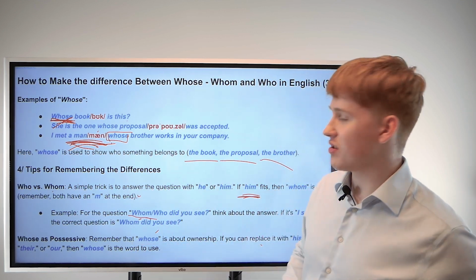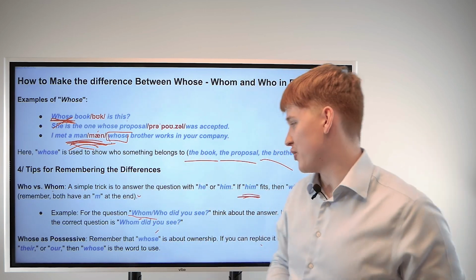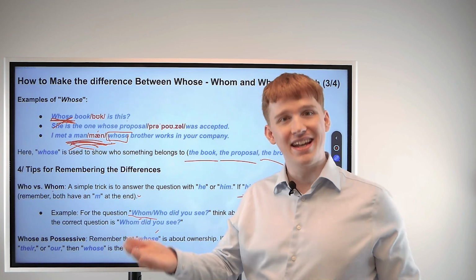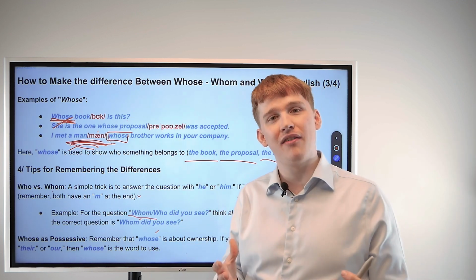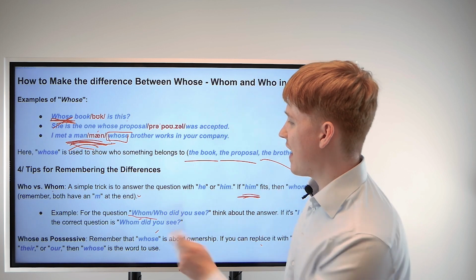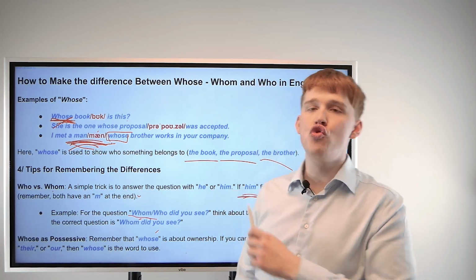And remember, of course, that whose is when someone owns something. You can swap whose out for his, her, its, their. You can swap it out for one of these and it will work perfectly. So that is how you remember who, whose, and whom.